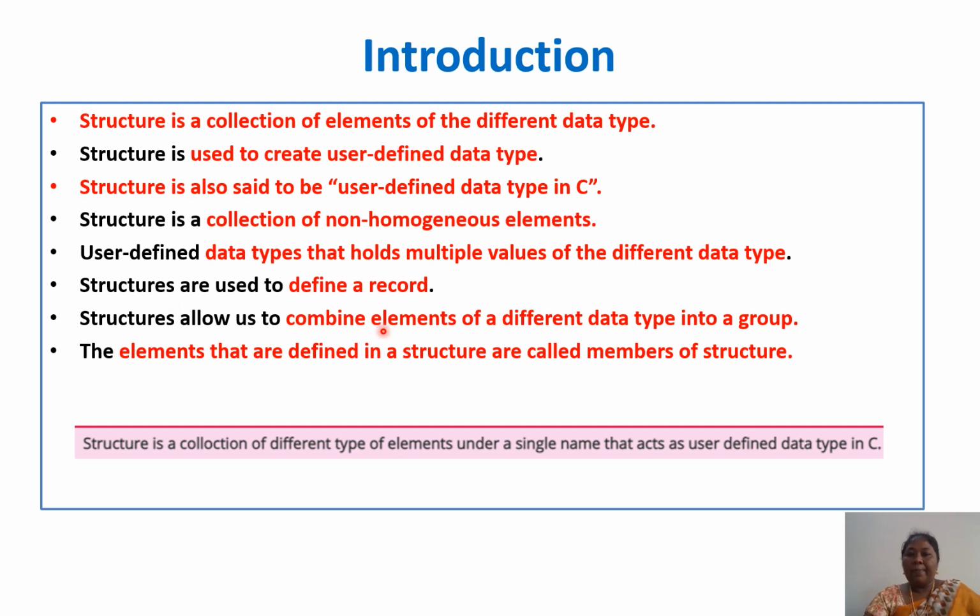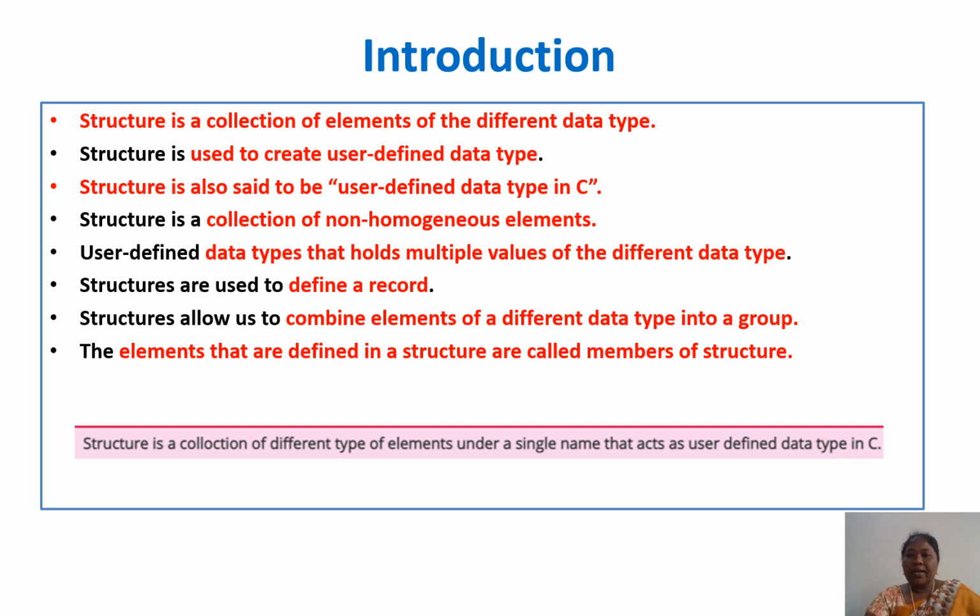When you want to combine elements of different data types into a group, that is also possible. Elements defined in the structure are called members of the structure. So a structure is a collection of different data type elements under a single name that acts as a user defined data type in C.